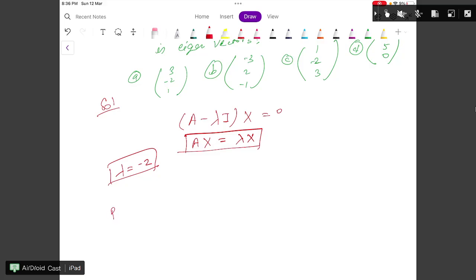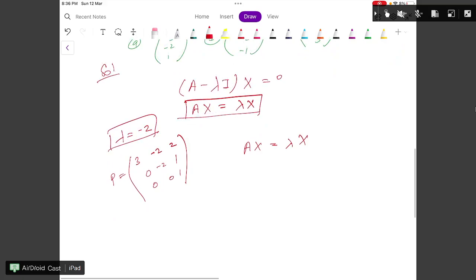So P is the given matrix. Just write down the given matrix: 3 -2 2, 0 -2 1, 0 0 1. This is the given matrix. So just write down Ax = λx, where the A matrix is equal to the P matrix. So both are equal. So just write down the given matrix.